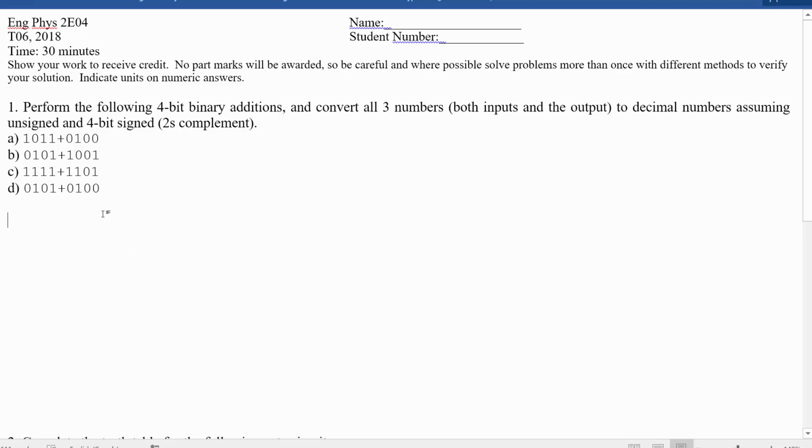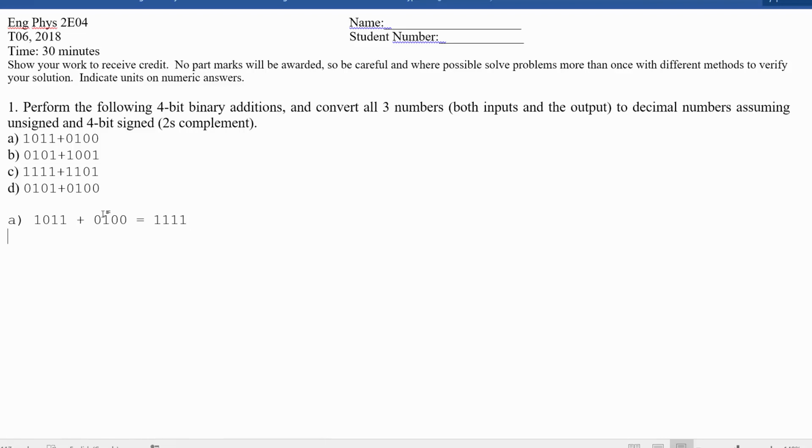Hi, we're going to be doing some binary math right now. So this 1011 plus 0100, you just add them like regular numbers and we'll get 1111, keeping in mind that if we have two ones added together, there's no such thing as two and we'd have to carry the one over to the next place.